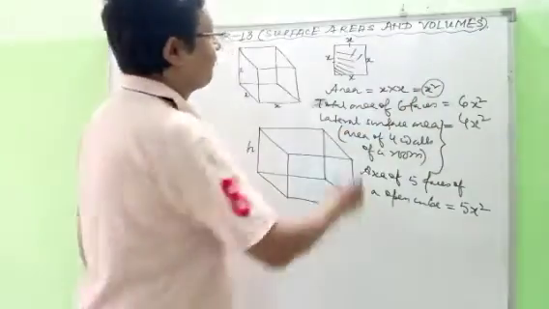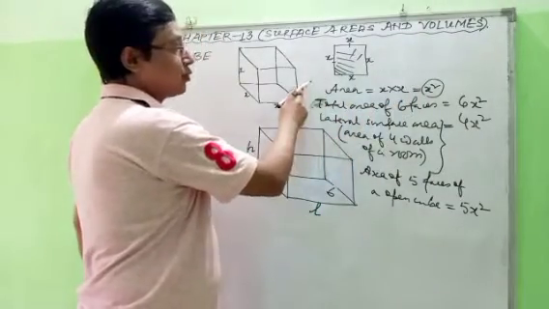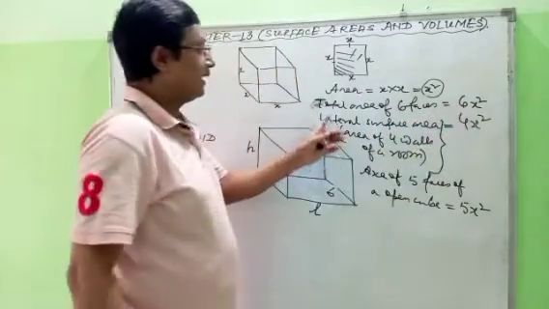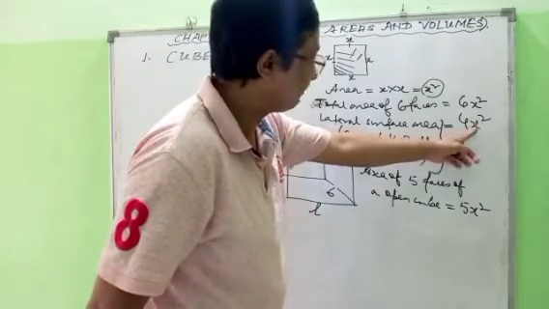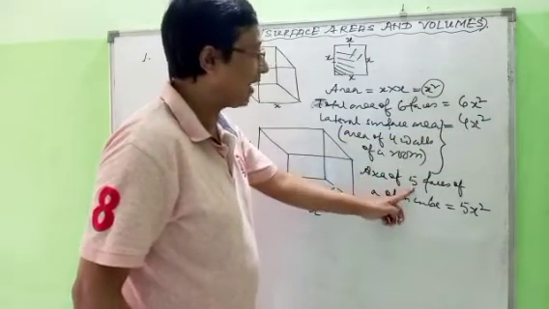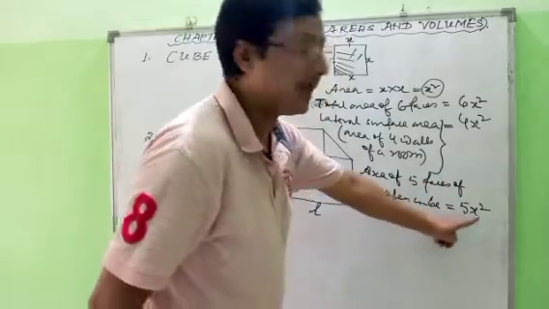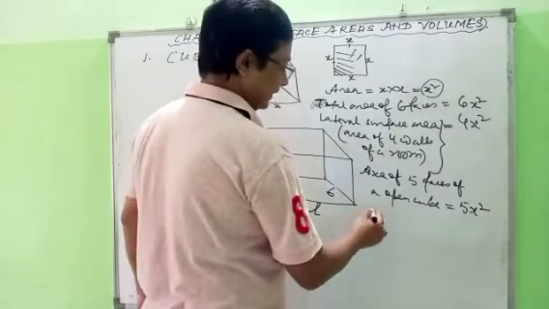So here, the total surface area of a cube you got as 6 into x square. Then the lateral surface area you got as 4x square. Then the area of 5 faces of an open cube you got as 5x square. Now next is the length of the diagonal.